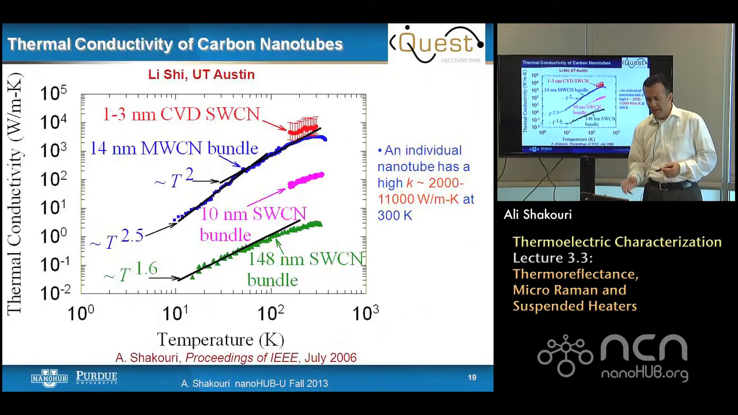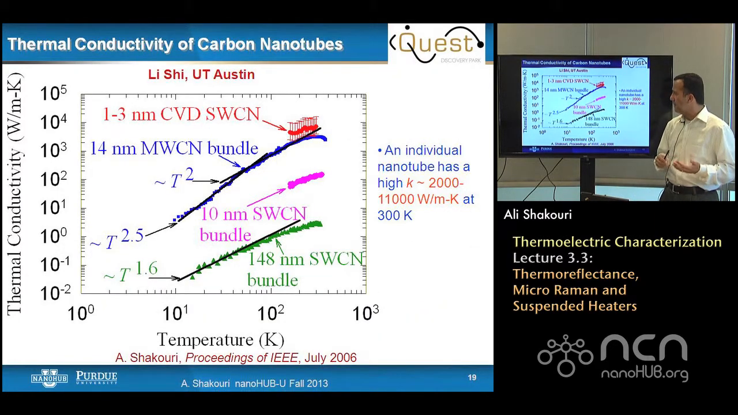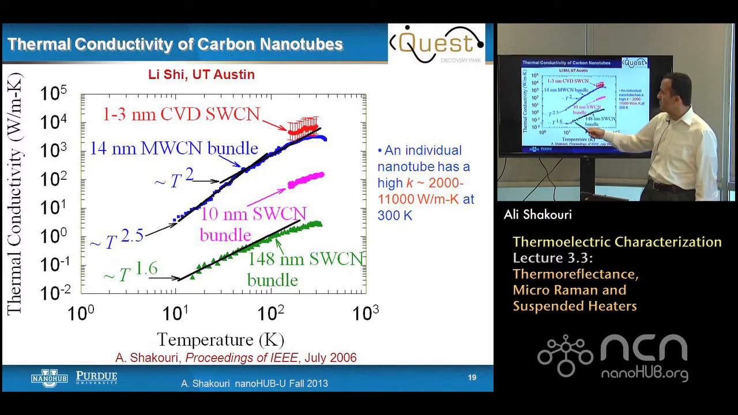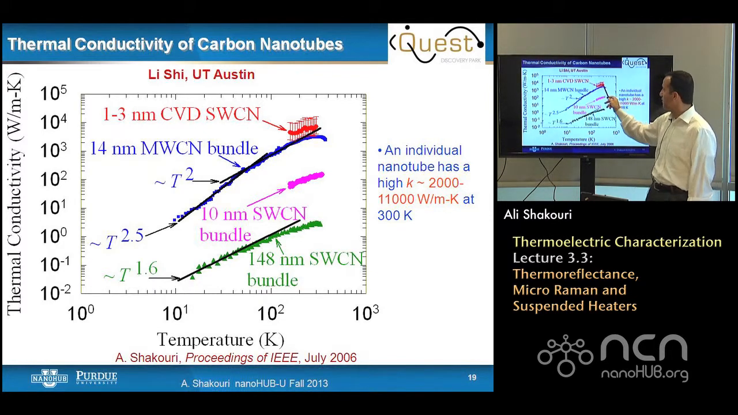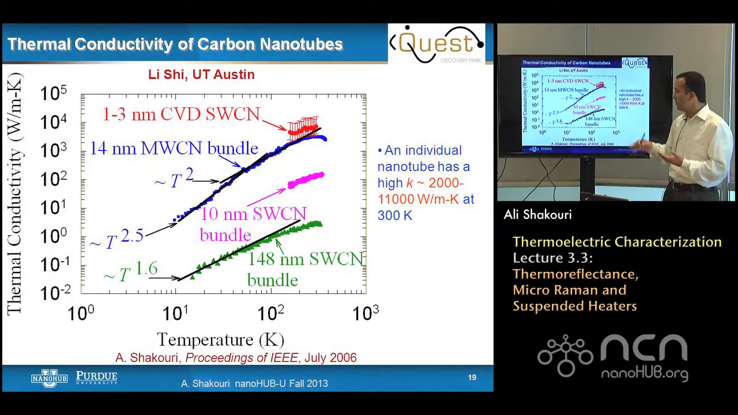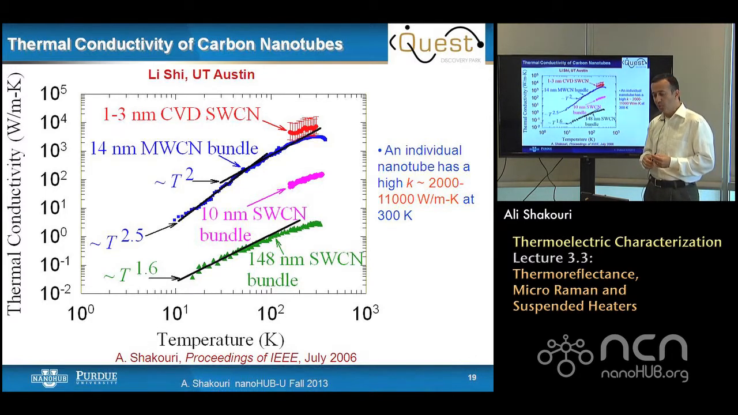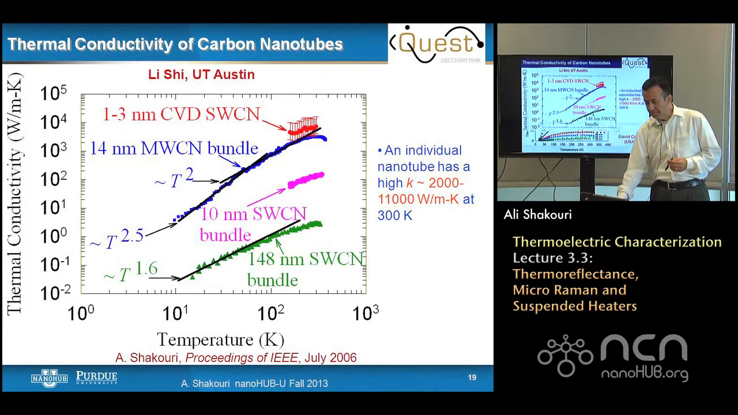This is a technique. In the last 10-12 years, people have measured figures such as this. This is from Li Shi's group, thermoconductivity of various carbon nanotubes: a single wall carbon nanotube, 148 nanometer bundle, 10 nanometer bundle, the multi-wall carbon nanotube bundle, 14 nanometer, and 1 to 3 nanometer CVD grown single wall carbon nanotube with the highest thermal conductivity. So these are the kind of examples you can do with this suspended platform.